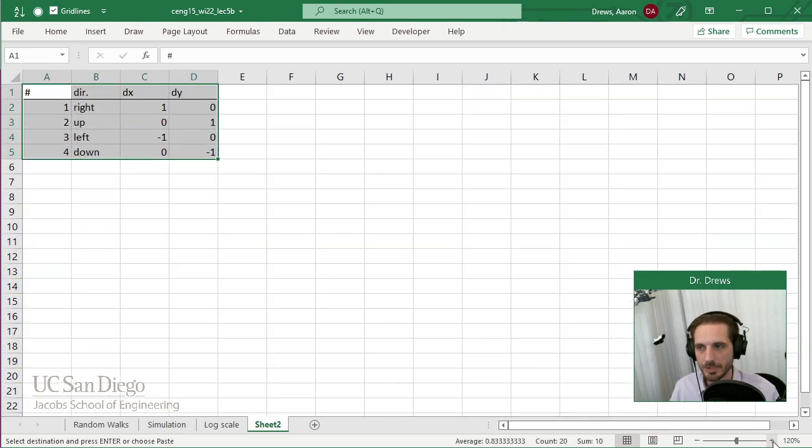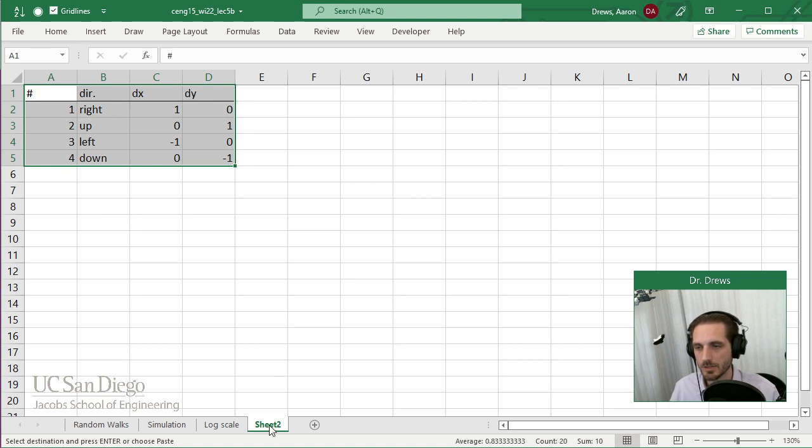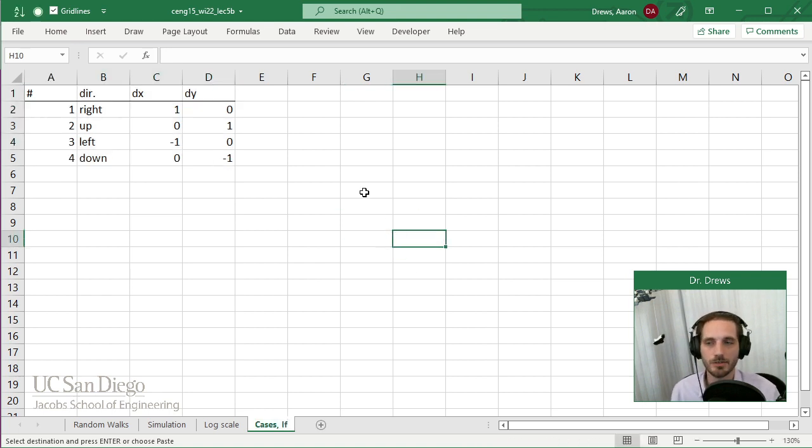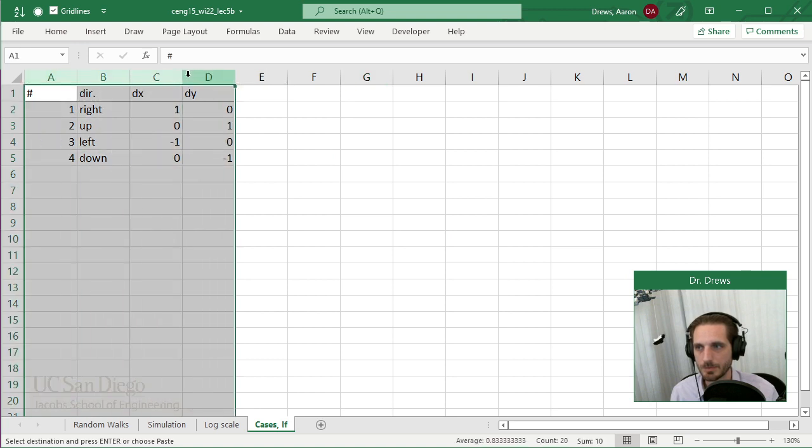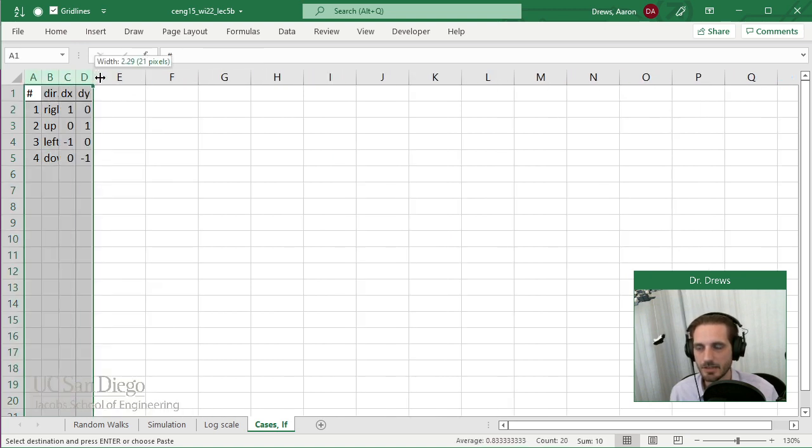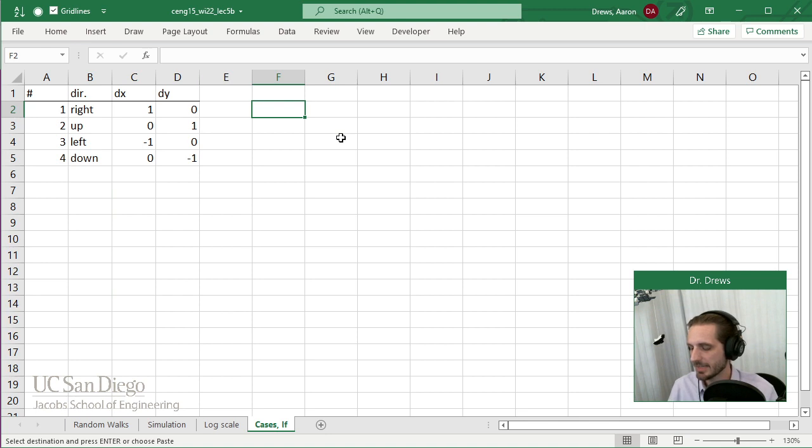We'll zoom in a little bit so that you can see it. And what we're going to look at are cases and if statements as alternatives to essentially generating this table that we want. As an example, we could use the choose function to select from cases.